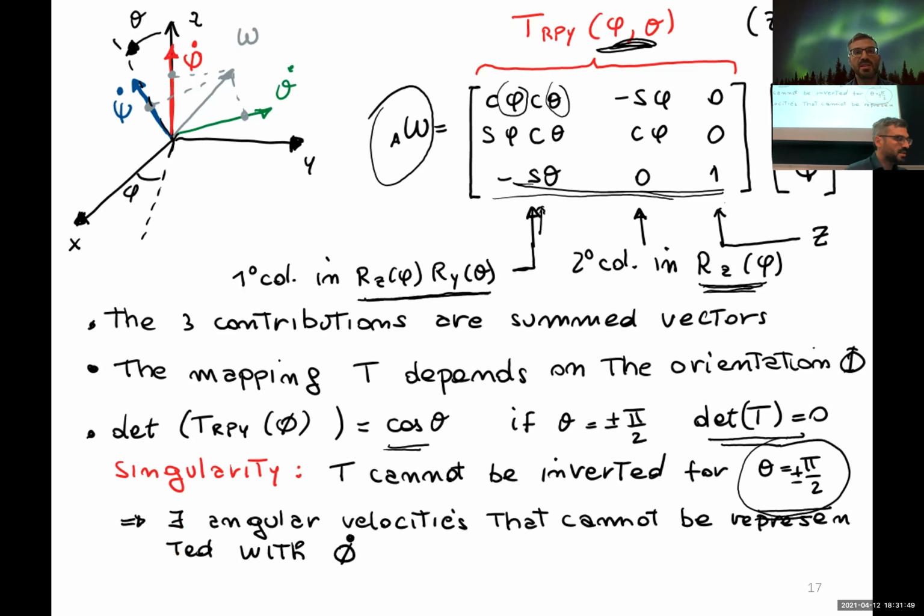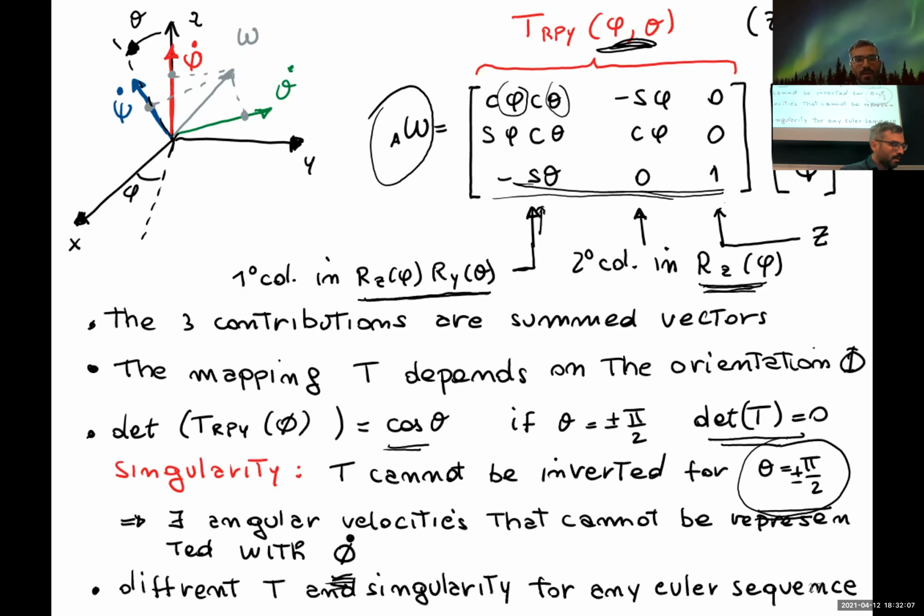So the mapping doesn't exist, and there exist angular velocities that cannot be represented with this set of Euler rates. So you have a problem in this configuration. And again, for different sequences, you have very different expressions for the matrix T, and different values of singularities.